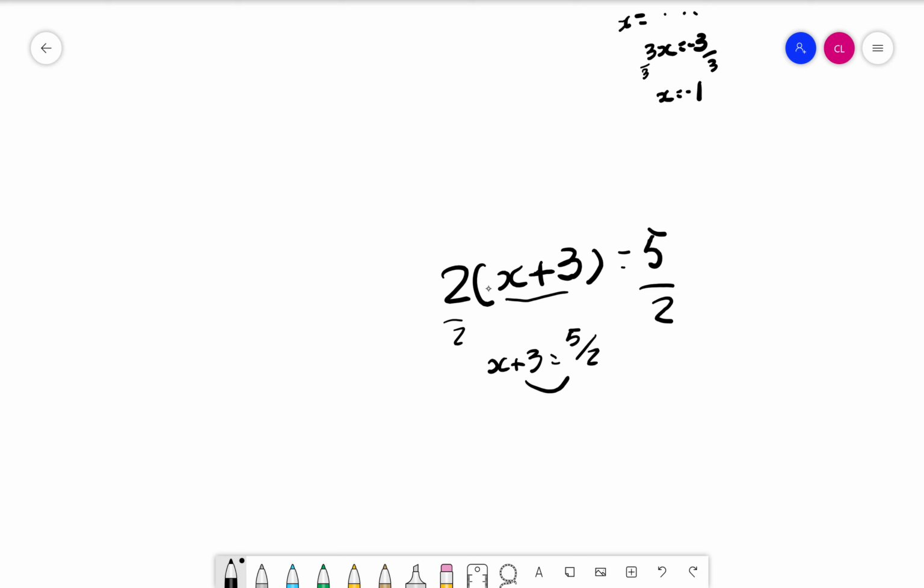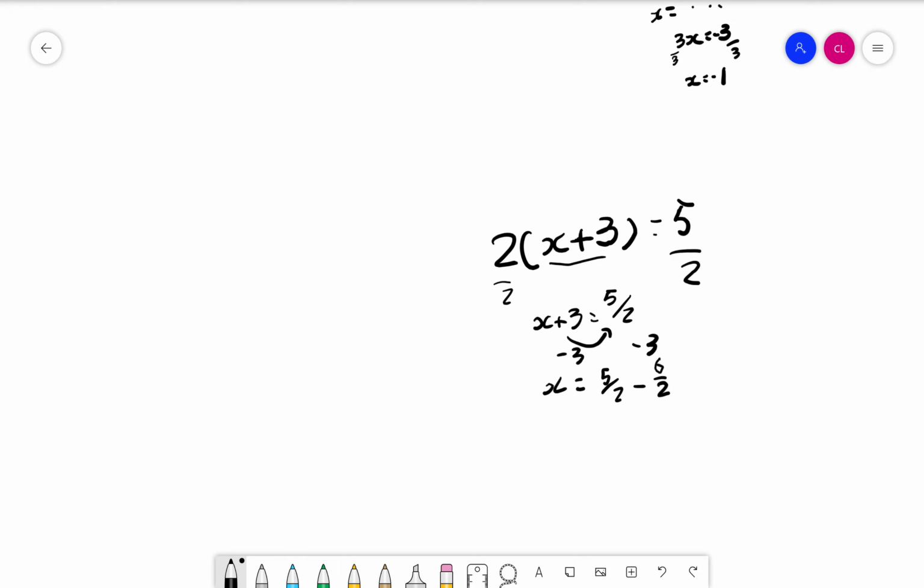And then again you move the 3 to the other side, minus 3, minus 3. It would be the same as 5 over 2 minus 6 over 2. So essentially it becomes x equals minus 1 over 2.